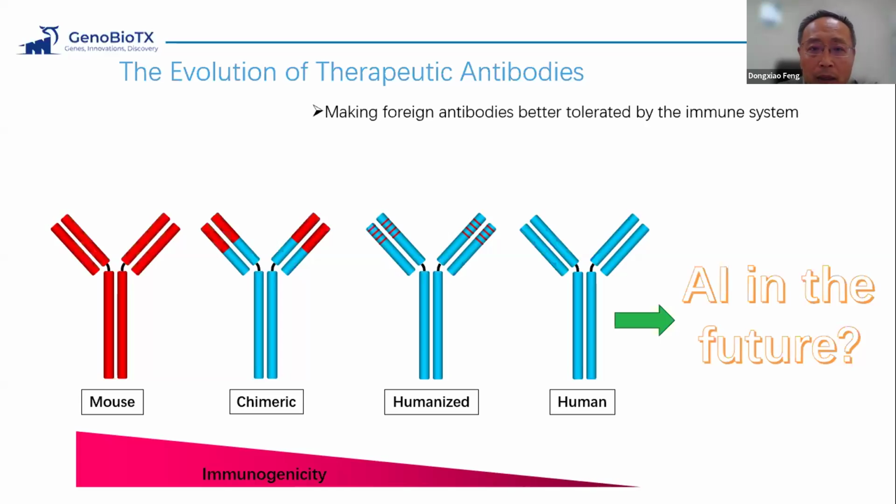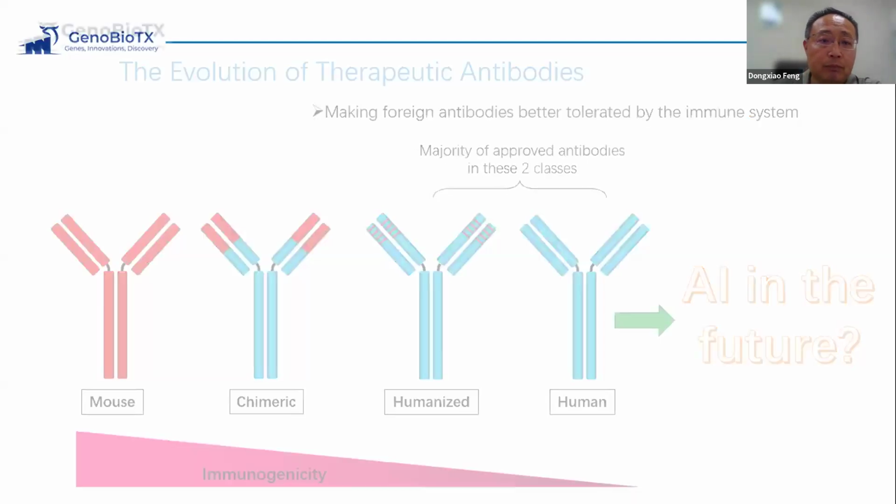Right now, humanized or fully human antibodies are the two major antibodies that have been approved in the market. But in the future, maybe artificial intelligence, AI, may be applied. But right now, it's still on paper. Now, no AI antibody has been approved or is in the clinical stage yet. So we are still focused on fully human antibody development.